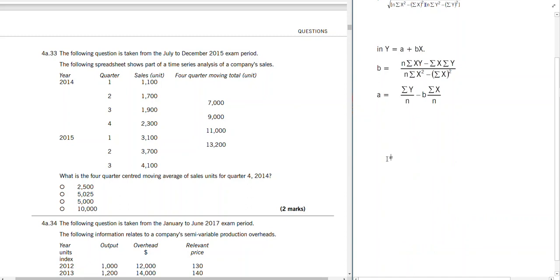9,000, this is a moving total, okay? This is not the average. So 9,000 divided by 4 is the average, and 11,000 divided by 4 is the average. So now 2250 plus 2750 divided by 2. The centered moving average would be 2500, answer A.